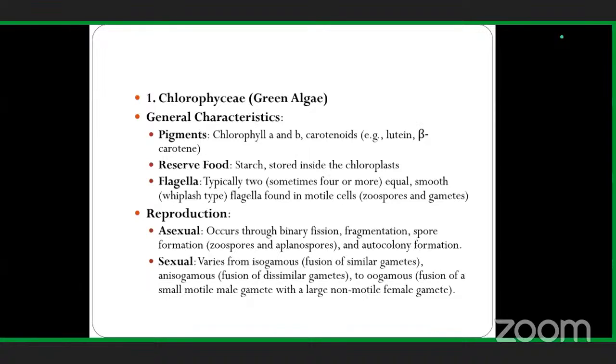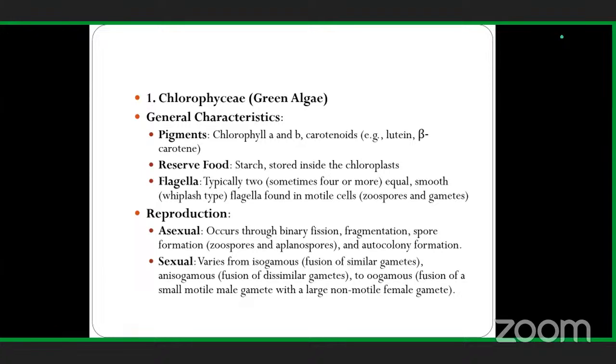Next is reproduction. In Chlorophyceae, asexual reproduction occurs through binary fission, which means a single cell will divide into 2 halves. Next is fragmentation: a part of the algae will break off and give rise to a new plant. Then spore formation, like zoospores, that are motile, or aplanospores, that are non-motile. And autocolony formation, which means they can form a similar identical colony also. So this is asexual reproduction found in class Chlorophyceae.